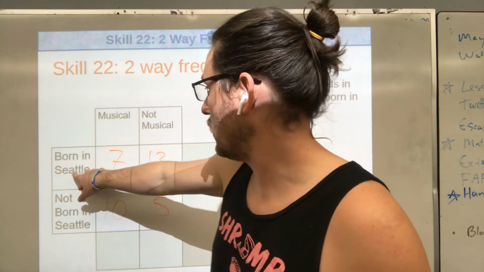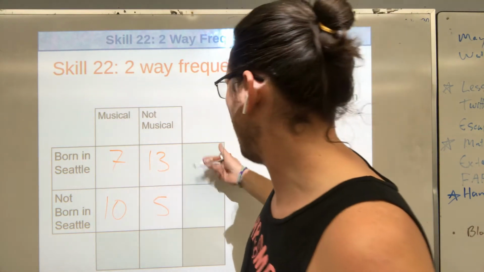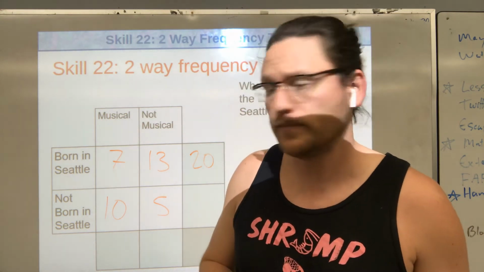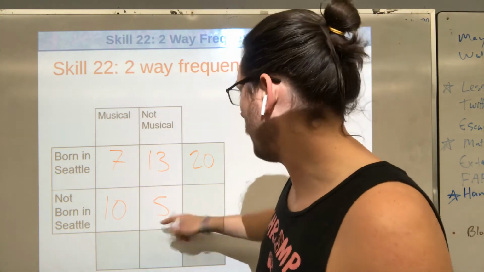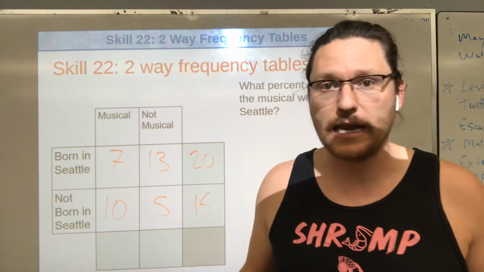Basically what we can say here, how many kids were born in Seattle? We've got 7 that are in the musical, 13 that are not. That means that there's a total of 20 kids that were born in Seattle. Okay, down here, not born in Seattle, we've got 10 and 5 more. So there's 15 kids who were born somewhere that's not in Seattle.